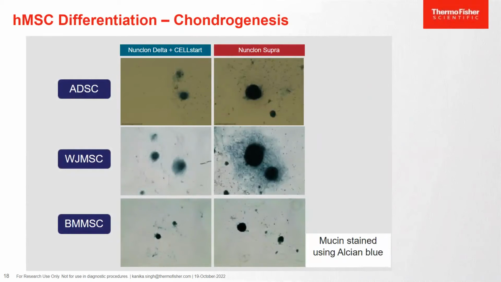And finally, for chondrogenesis, we have used Alcian blue to stain mucin. And as you can see here, for ADSCs, WJ-MSCs, and BM-MSCs, the results are comparable.